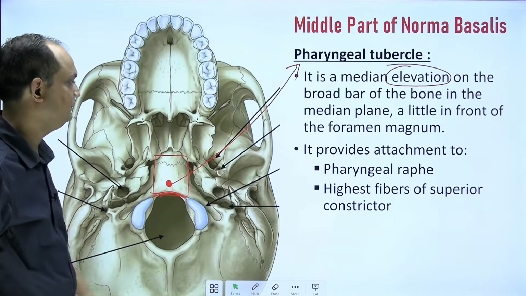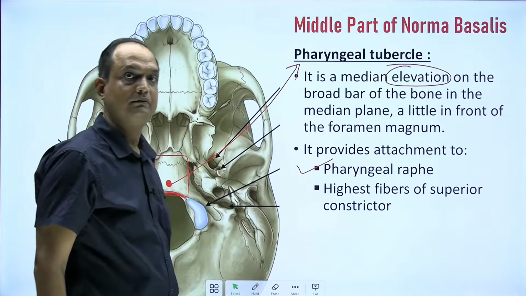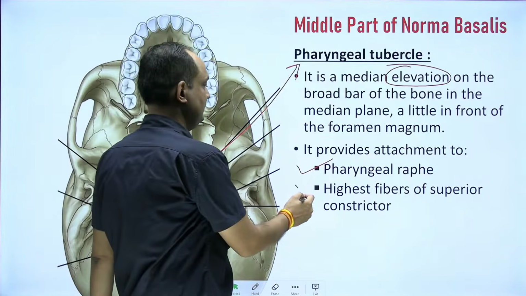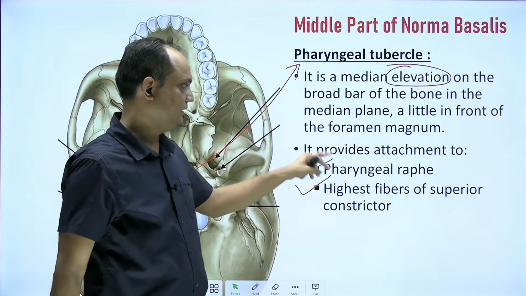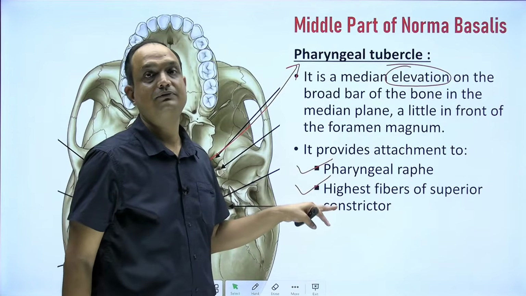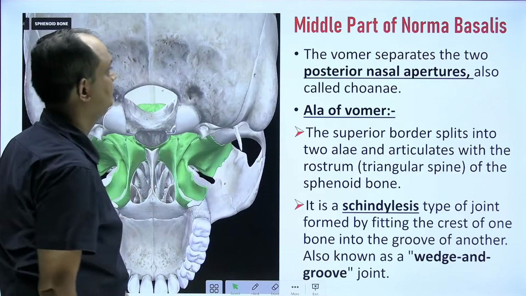Now this tubercle provides attachment to the pharyngeal raphe, which is a part of the pharynx, and the highest fibers of the superior constrictor muscles. For this you can refer to my class where we have discussed the formation of the pharynx. So this is one thing.